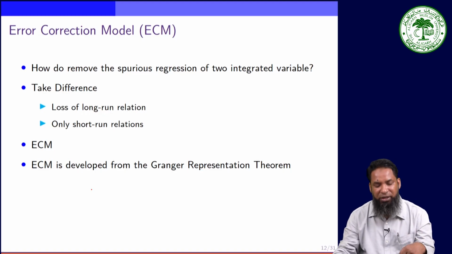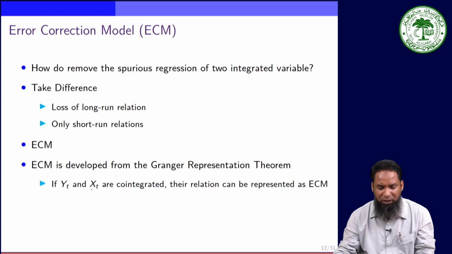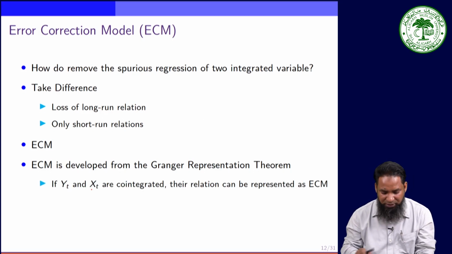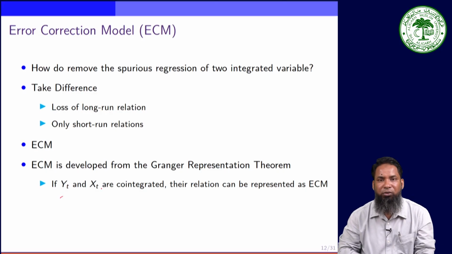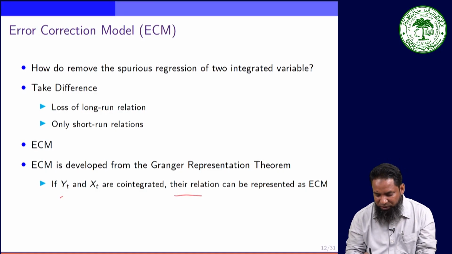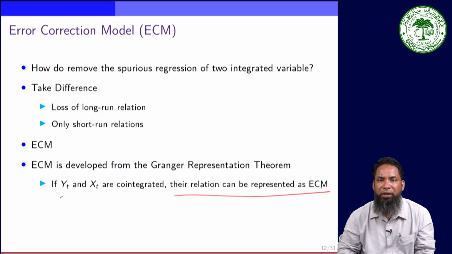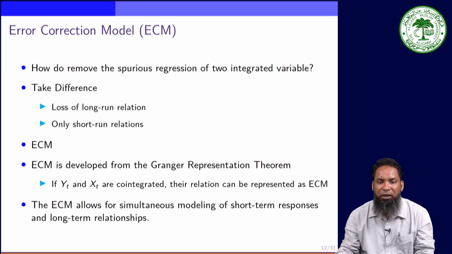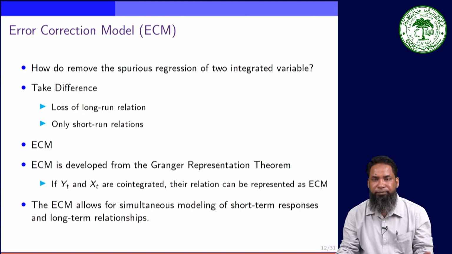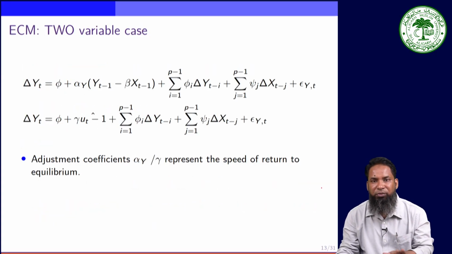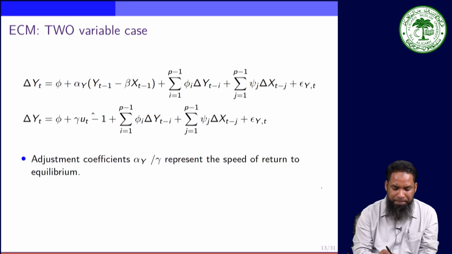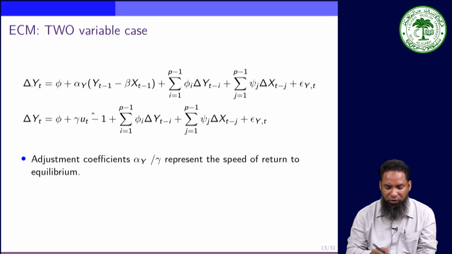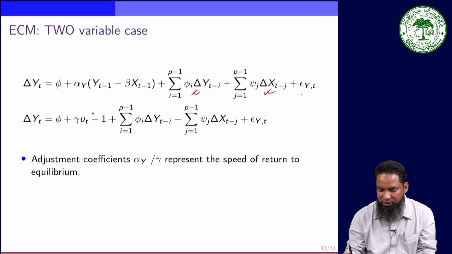And this ECM has been derived from the Granger representation theorem. What does this theorem say? This theorem says that if yt and xt both are cointegrated, then their relationship can be represented by the error correction model. So how do we do that? To understand, let us take the two-variable case here. We can write delta yt as phi plus alpha y times (yt minus beta xt), and then the difference variables, and here also the difference variables, and this is the epsilon of this.